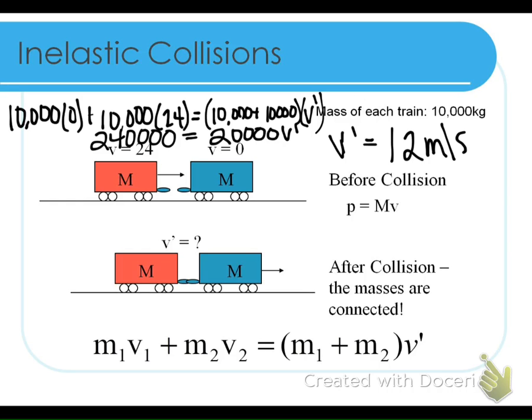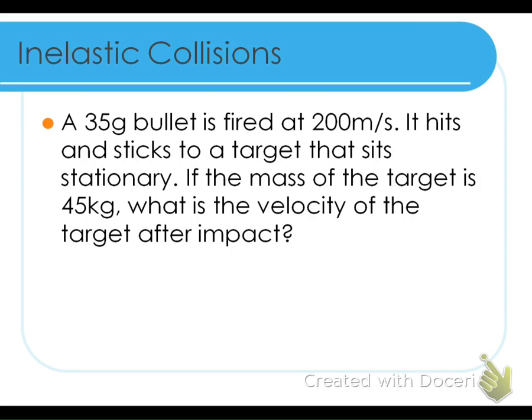All right? Try this one on your own. A 35 kilogram bullet is fired at 200 meters per second. If this hits and sticks to its target, which begins stationary, with no velocity, and the mass of the target is 45 kilograms, what's the velocity of the target after impact?